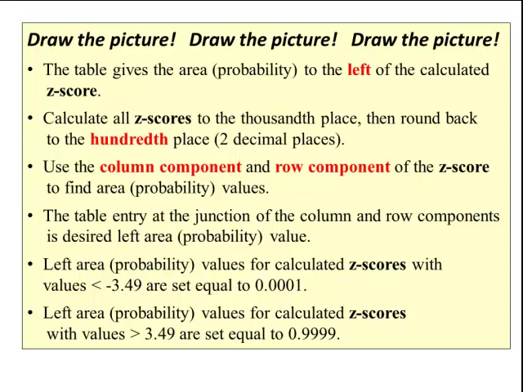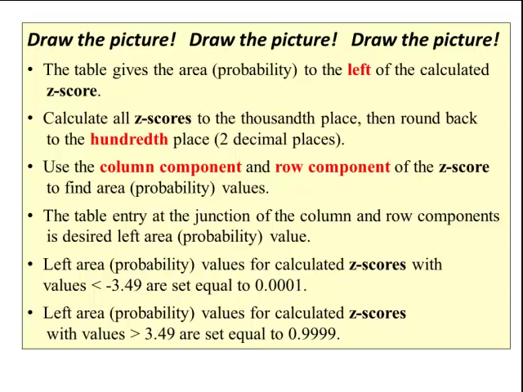Calculate all z-scores to the thousandths place and then round them to the hundredths place, which is 2 decimal places. Use both the column component and the row component of the z-score to find area or probability values. The table entry at the conjunction of the column and row components is the desired left area or probability value.